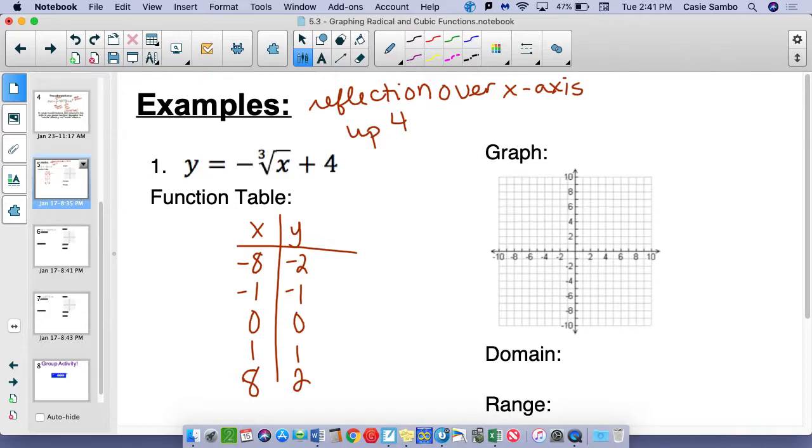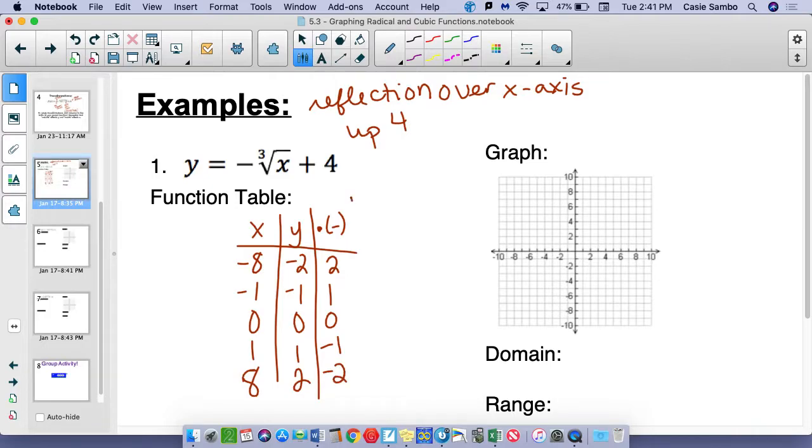We want to go from left to right. So starting at the left, we have that negative first. So it's on the outside, it's going to affect the y. I'm just going to multiply by negative. So it becomes positive 2, positive 1, 0, negative 1, negative 2.